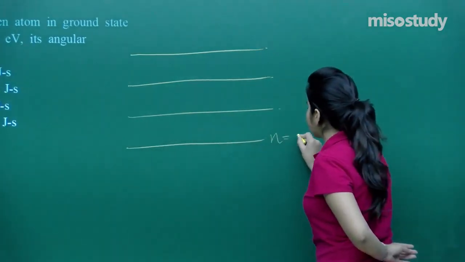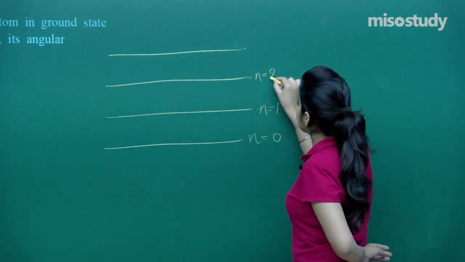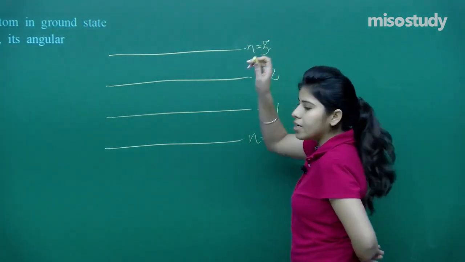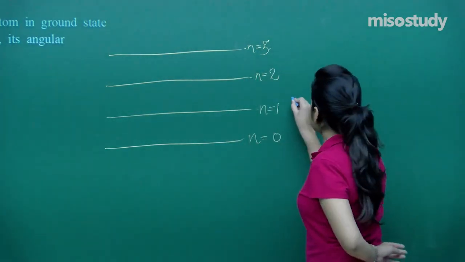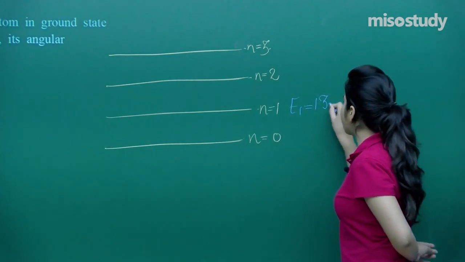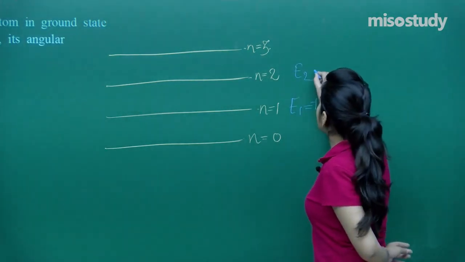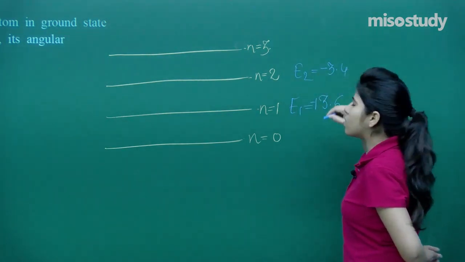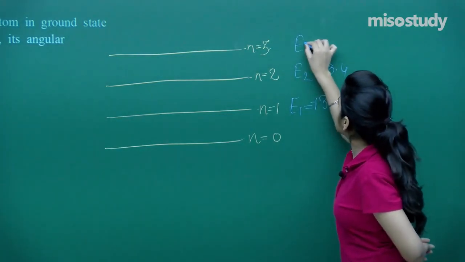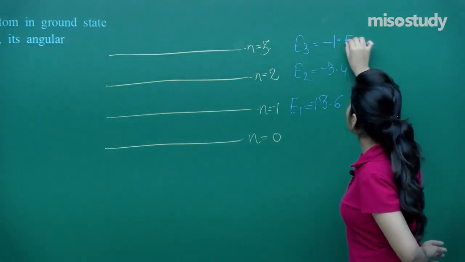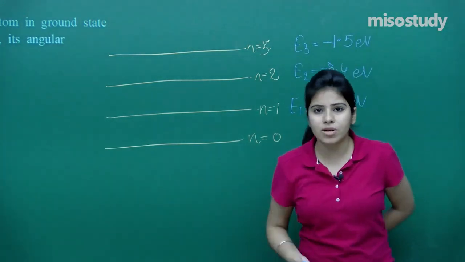If I show you the energy levels, say this is n equals 0, this is n equals 1, this is n equals 2, and this is n equals 3. You know that if I talk about the energy levels, this E1 equals minus 13.6, this E2 is something like minus 3.4, and this E3 is nothing but minus 1.5 electron volt. I am talking about approximate values.